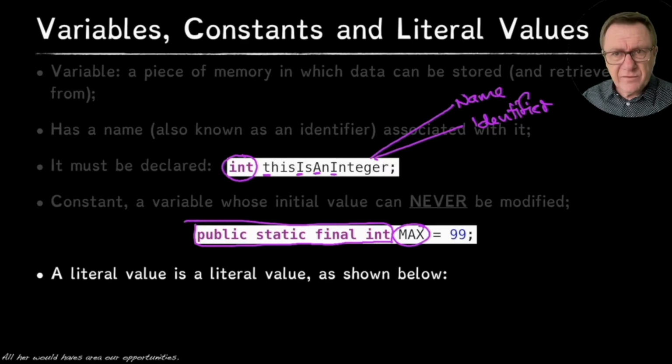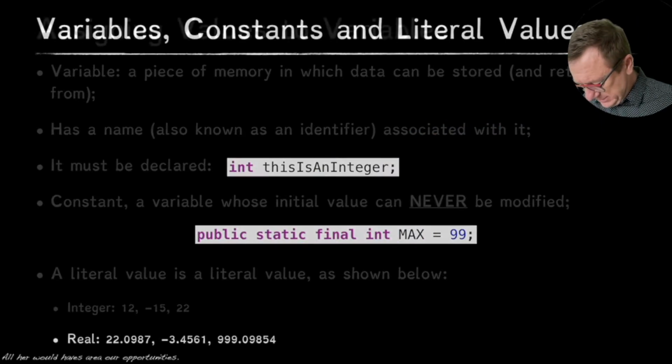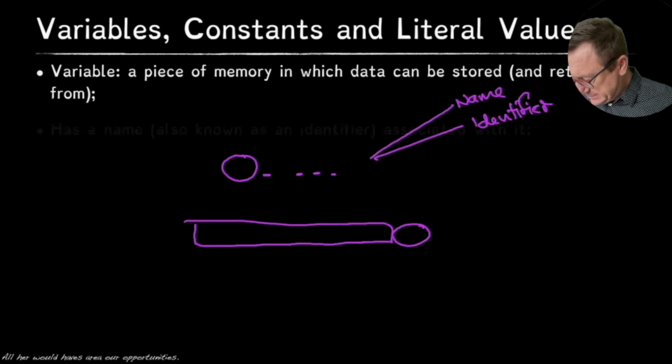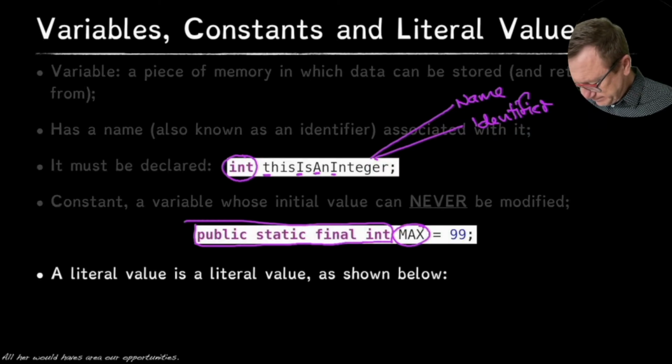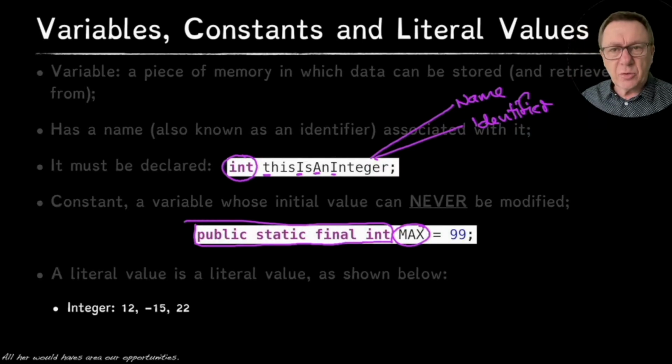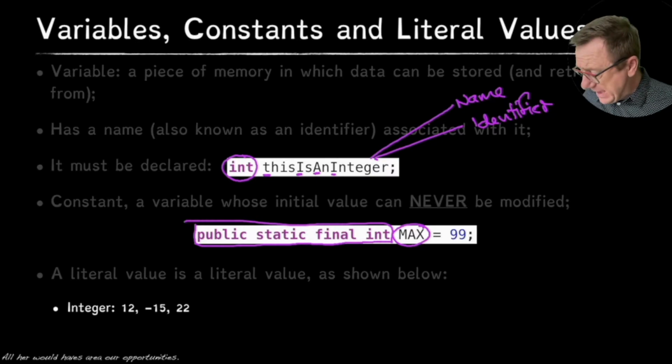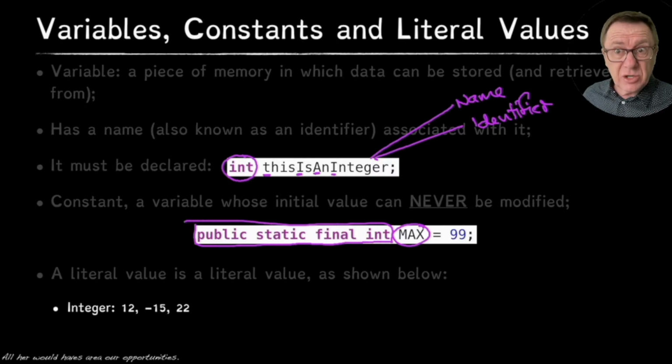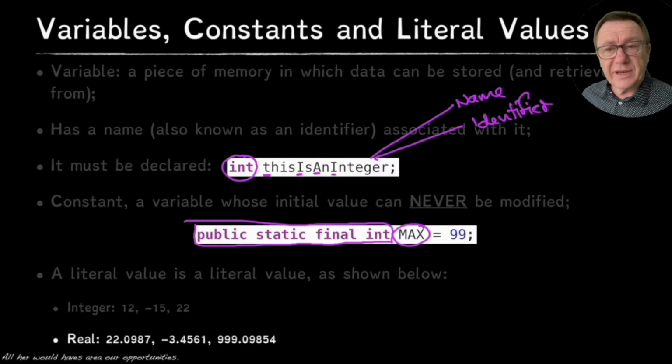Now, literal values. What are literal values? And let's see if I can get back to where I was. So a literal value are these: 12, -15, 22. These kinds of things are literal values because they are literally values. And we've got here real numbers, okay, 22.0987, -3.4. These are literal values. That's it.